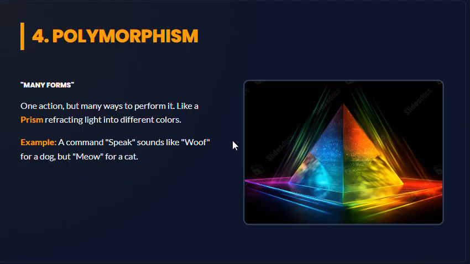The final pillar is polymorphism, which literally means many forms. Think of it as a prism reflecting light. One beam of light goes in, but many colors come out. In programming, it means one action can perform differently depending on who is doing it. For example, think of me giving the command speak. A dog will woof, but a cat will meow. The command is the same, but the form of the response is different.